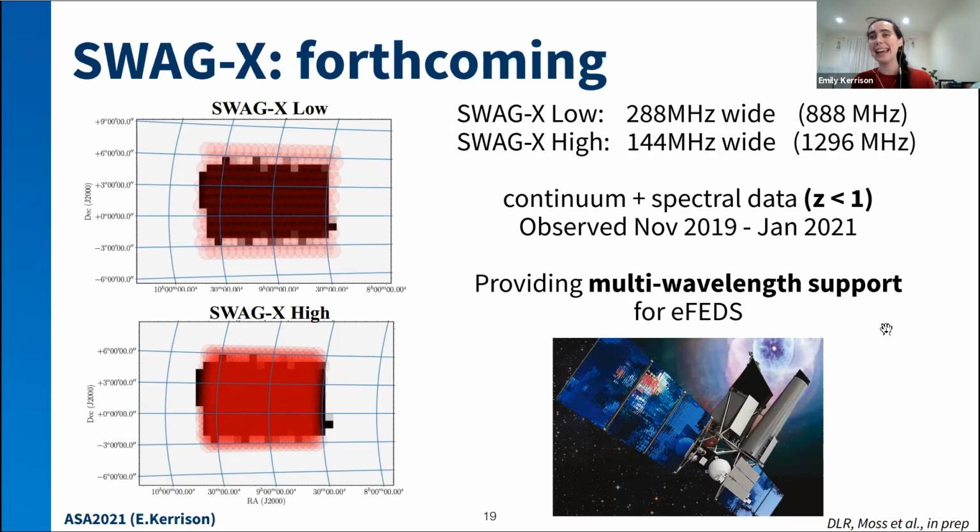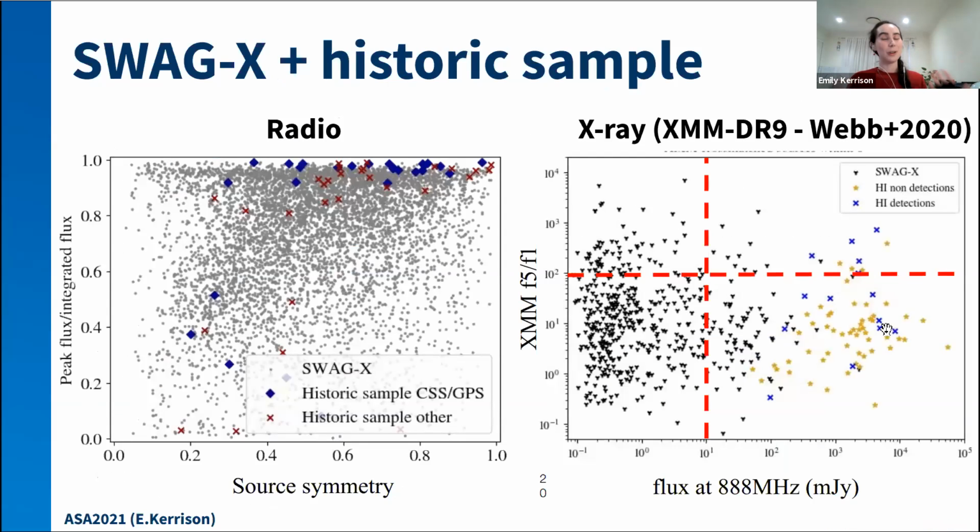And this is going to be really great because it's going to provide really deep multi-wavelength support and follow-up for the EFEDS field. Even without the spectral data, though, there's a lot that we can do with this. So I've been looking at some of the continuum data and comparing it to my historic sample that I showed before. So here on the left, we've got the SWAG-X radio data, and I'm comparing this to my historic sample. On the x-axis, we've got a measure of source symmetry. On the y, we've got a measure of how resolved the sources are.